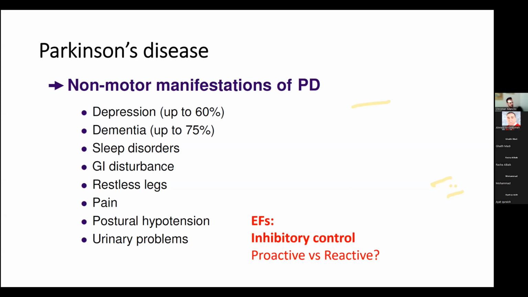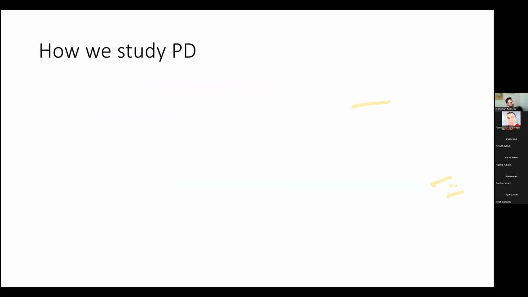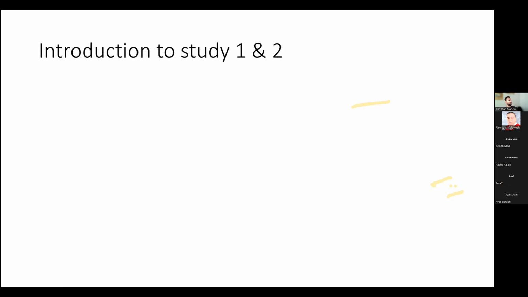And here I've written proactive versus reactive with a question mark, because we don't really know how specifically proactive and reactive inhibition is affected in Parkinson's disease. So this is an active field of study. So how do we study Parkinson's disease? Here are some results from our lab. I will start with two studies. I will present them together because the first study tackles the reactive inhibition and the second the proactive inhibition.